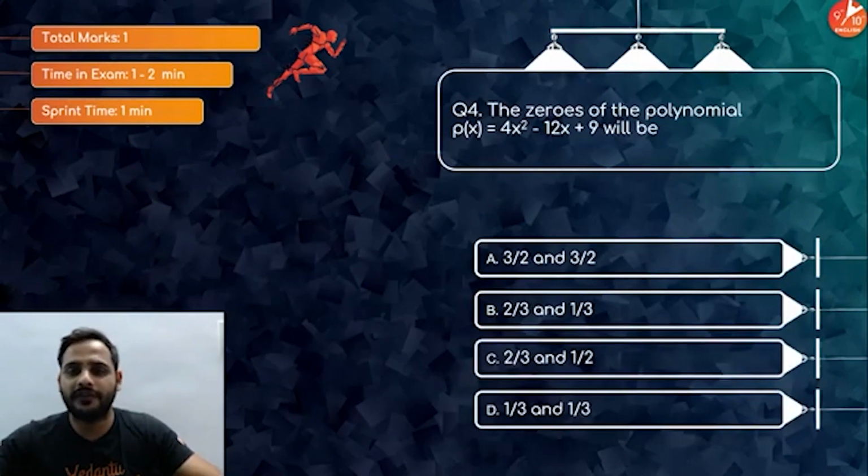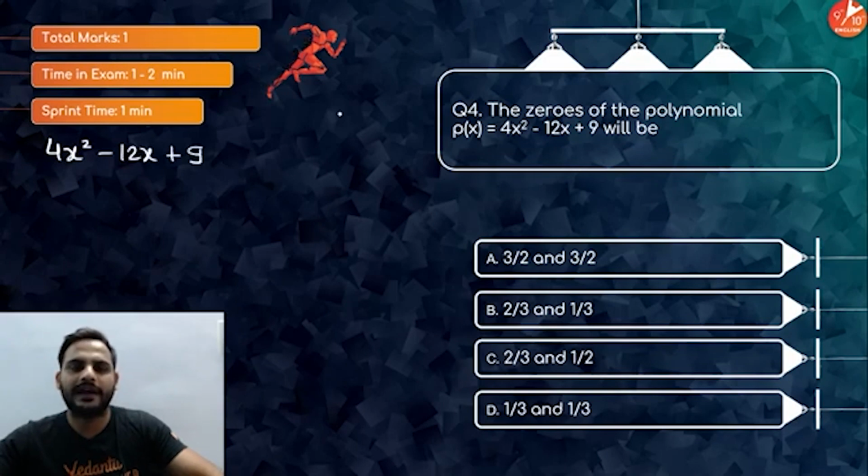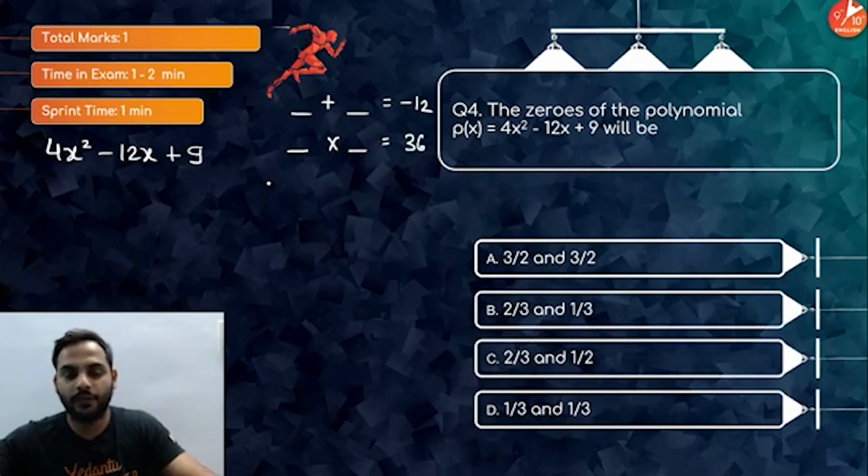The zeros of this polynomial will be, so we just have to split it. So 4x square minus 12x plus 9. I want two numbers such that their addition is minus 12 and their multiplication is 4 times 9, which is 36. What will be those numbers?